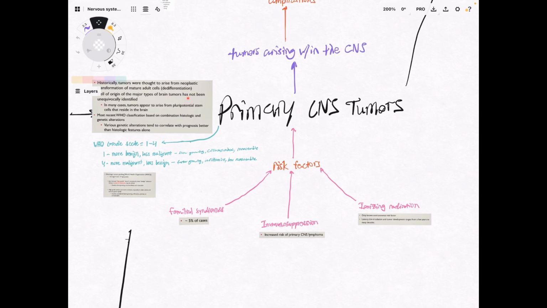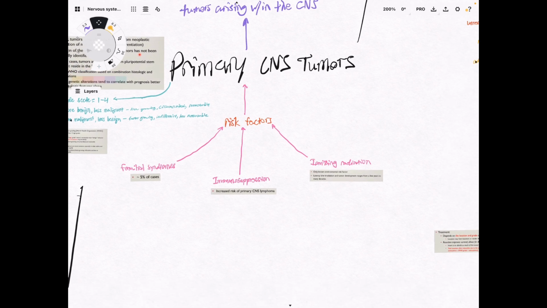So typically, primary CNS tumors are caused by ionizing radiation. And this is actually the only known environmental risk factor out there. So smoking, any sporadic causes aren't typically the cause of a brain tumor. It's typically radiation.